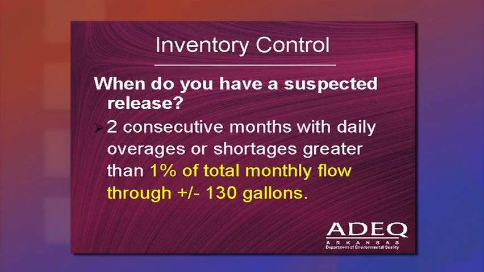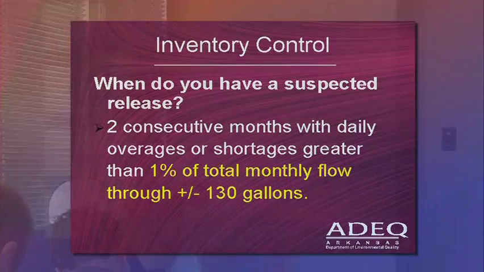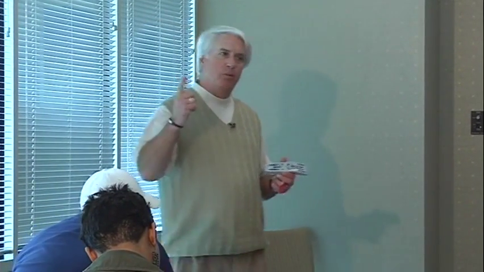So there's a chart that we're going to talk about here. If you're just using straight inventory control for this 10 years, when do you have a suspected release? It's when you have 2 consecutive months with daily overages or shortages that are greater than 1% of the total monthly flow through plus or minus 130 gallons. So you get 2 consecutive months with daily overages or shortages that are greater than 1% of total monthly flow through plus or minus that 130 gallons.